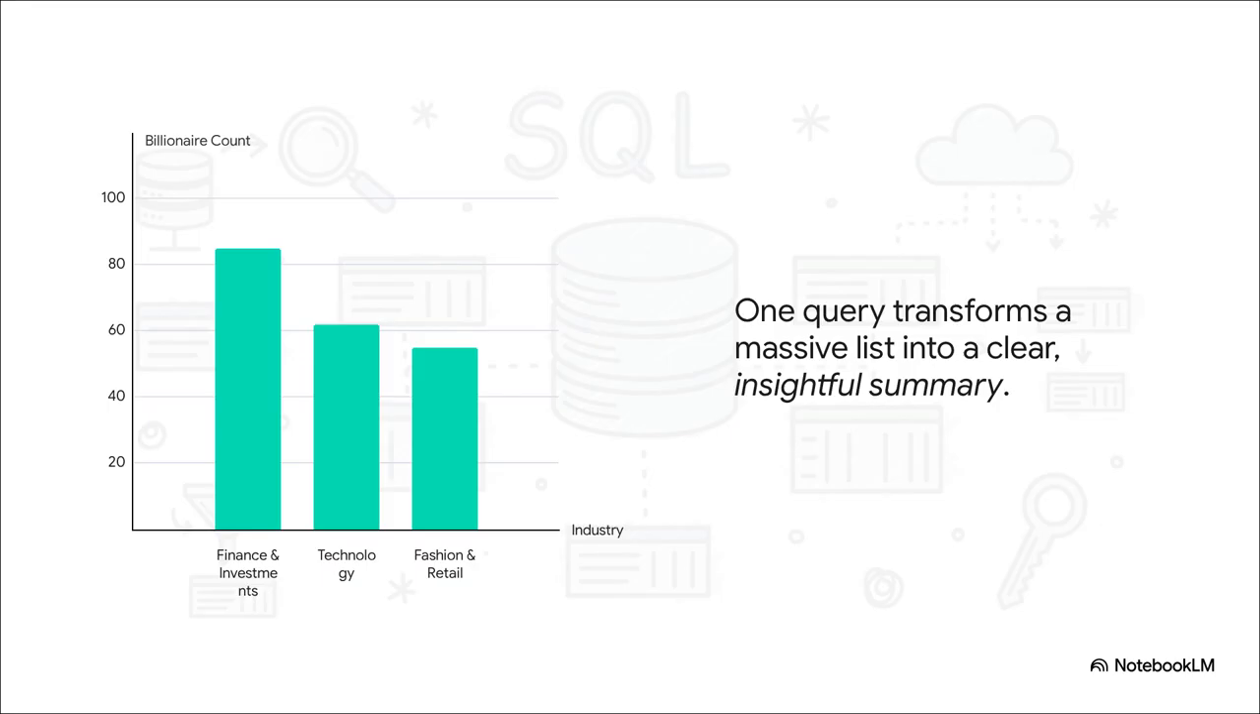And boom, just like that. With one single query, we took a massive list of individuals and turned it into a clear, simple insight. We can immediately see finance and investments is at the top. This is the power of aggregation, and it's a secret behind pretty much every business dashboard you've ever seen.